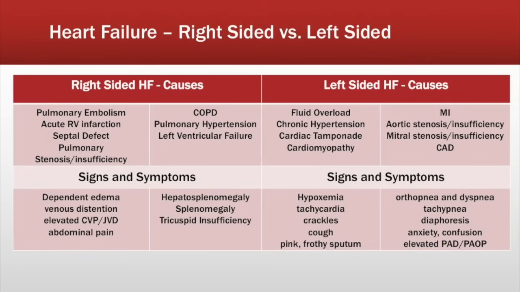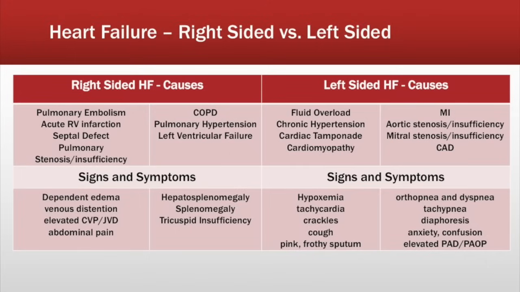And this is due to the fluid backed up and the pressure in the system. Ascites, that sort of thing. Hepatosplenomegaly and just splenomegaly. And tricuspid insufficiency. So you've got all this fluid and pressure backing up into the body, the systemic circulatory system.